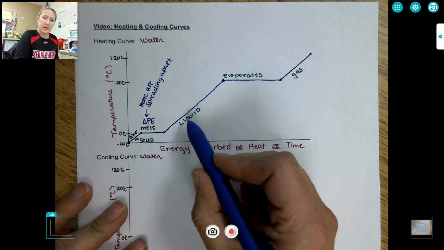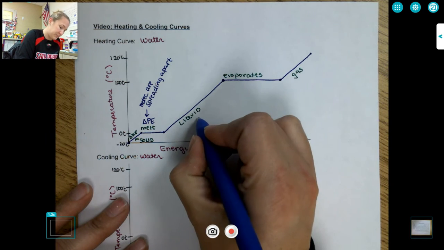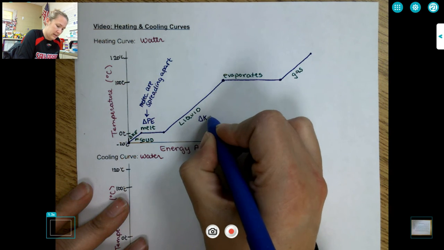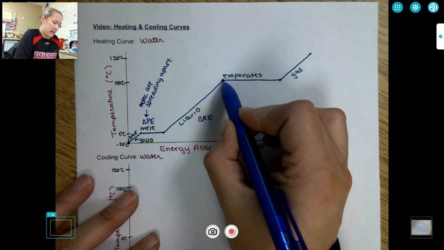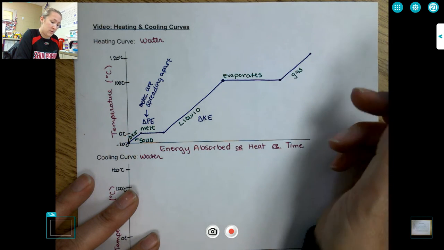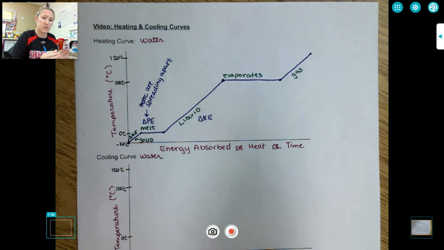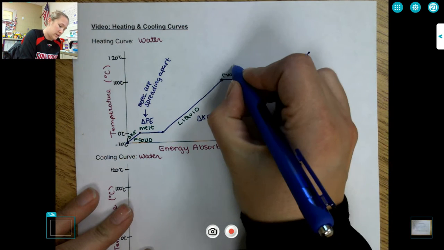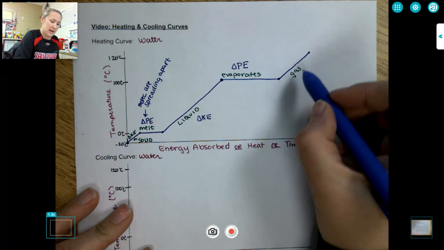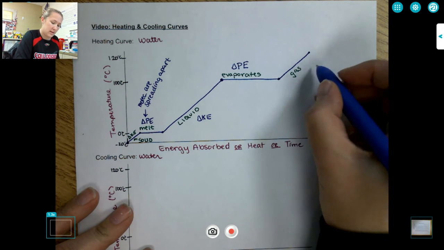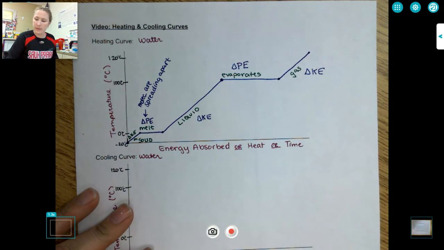Then while I'm at a liquid, I'm increasing in temperature. My molecules are moving faster, but staying in the liquid state. So that's a change in kinetic energy. When I get up to 100 degrees Celsius, it begins to evaporate. That's a phase change. My temperature stays constant, but my molecules are spreading further apart. So this is a change in potential energy. And then when I become a gas, I again have a change in kinetic energy.